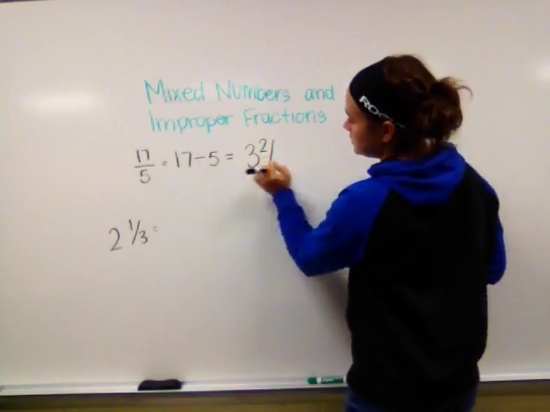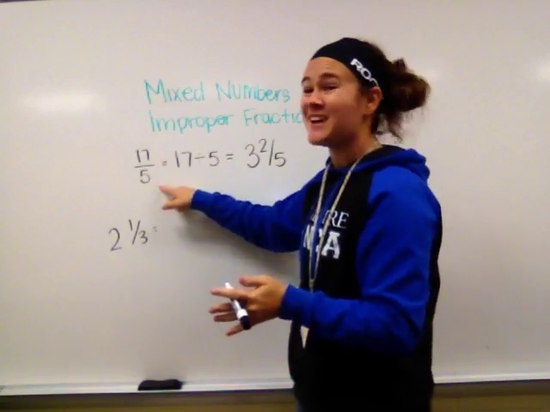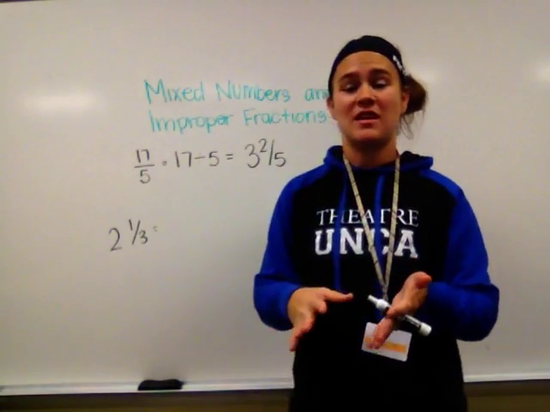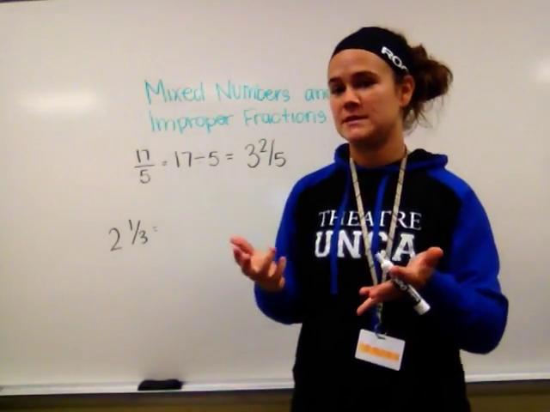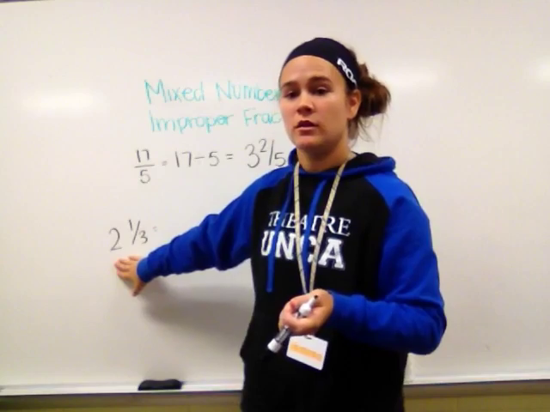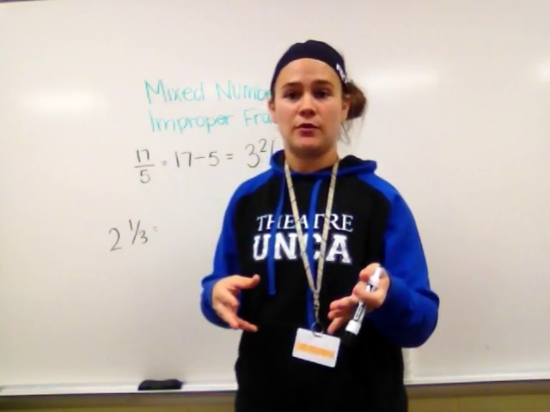So 2 is my numerator, and then I'm going to have 5 as my denominator. I just keep the same denominator. So 17/5 is the same thing as 3 2/5. Easy peasy. Okay, so now we're going to look at 2 1/3, and we're going to change that from a mixed number to an improper fraction.